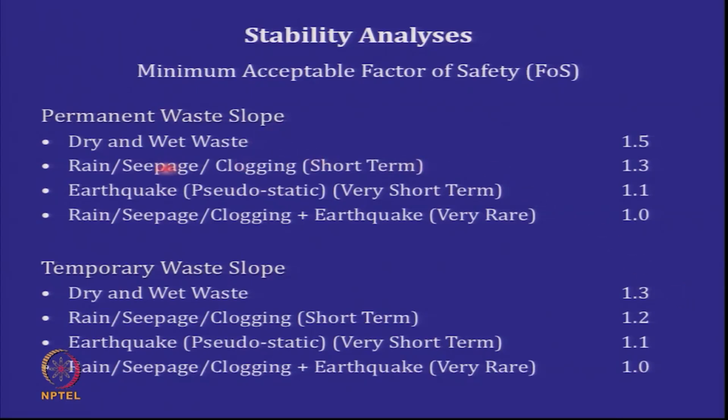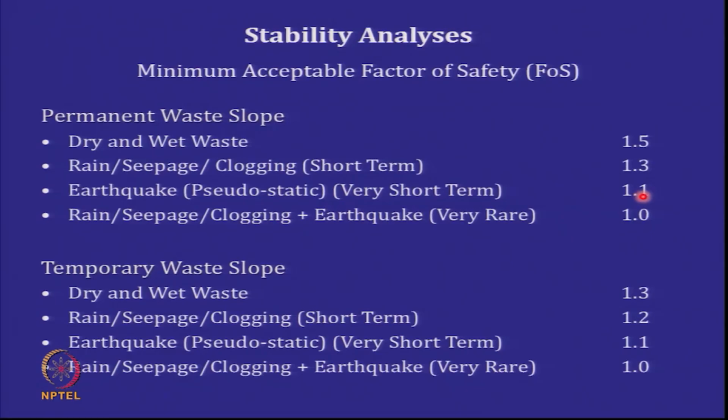Within the permanent slope, rain or seepage can occur temporarily. It will not occur all the time. So maybe you will use a lower factor of safety as acceptable during rain. And then if you have earthquake, even lower factor of safety. So what I'm trying to show you here is that you have different factors of safety for different conditions. Those which are very short-term conditions: an earthquake will occur for how many hours? A few seconds. So therefore, we are saying an acceptable factor of safety of 1.1.